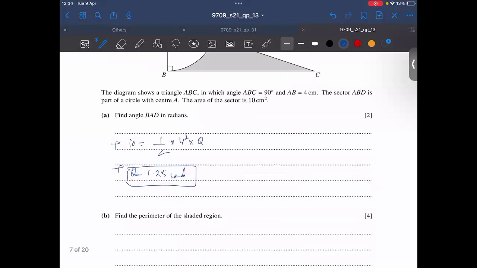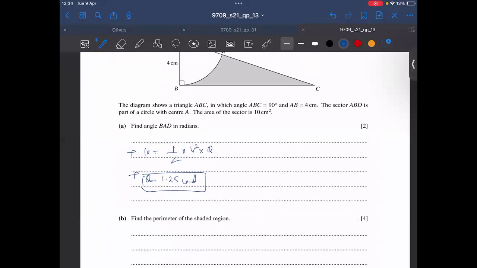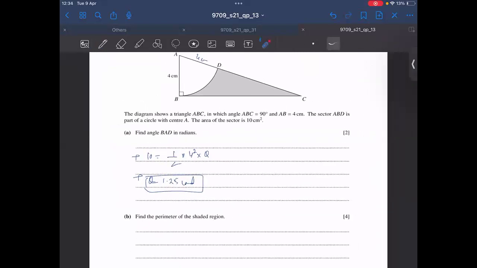All right. Then we have the perimeter of the shaded region. For that, we need to see what lengths form the boundary of the shaded region. So you have this length that is part of the boundary, this length, and this length. There are 3 lengths you need to add up to get the perimeter. BD is basically 4 times 1.25, which is 5 centimeters arc length.